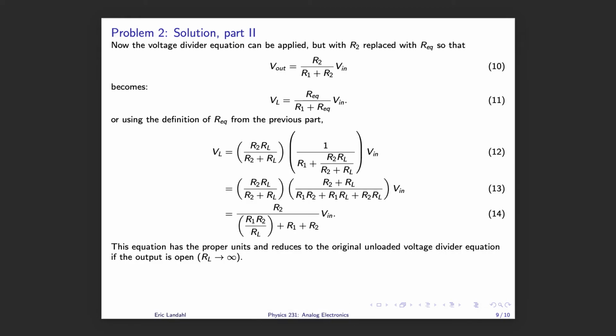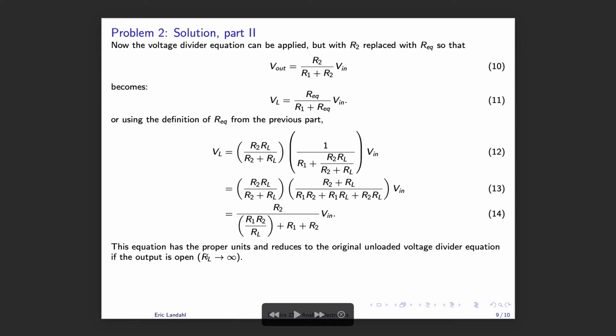Next, we have to consider some limiting cases. Of course, if the input voltage is 0, the loaded voltage is also 0. You can think of some other limiting cases, but the particularly interesting one here is that it reduces to the original unloaded voltage divider equation if the output isn't loaded, right? So output is open, the same as we're back at the unloaded case.